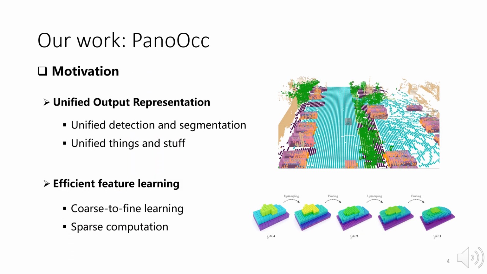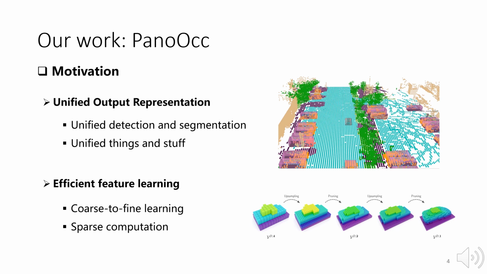Building on the advantages of occupancy, we introduce PanoOcc with two main motivations. Firstly, we aim to establish a unified output representation. Previous methodologies in 3D object detection, BEV semantic segmentation, vector map construction, etc., have focused solely on specific facets of scene representation, each employing its own format such as 3D bounding boxes or 2D semantic maps. Our goal is to explore a unified scene representation capable of uniformly expressing these tasks.